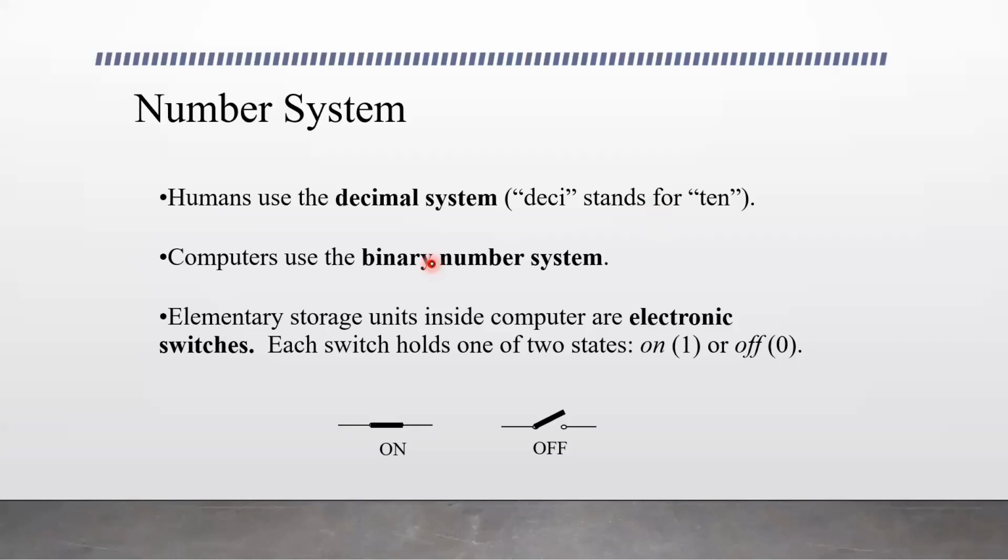Why computers use this binary number system is, the reason is here: the computer storage units, whether it is memory or it is register, this data stored in registers. These storage units are simply electronic switches. Each switch can represent one of the two states, either 0 or 1. Means it can be on or off. When the switch is on, it represents the bit 1. And when it is off, it represents the bit 0.